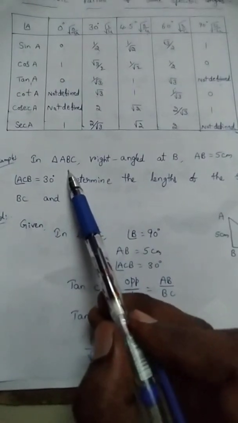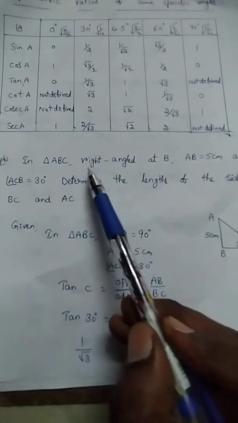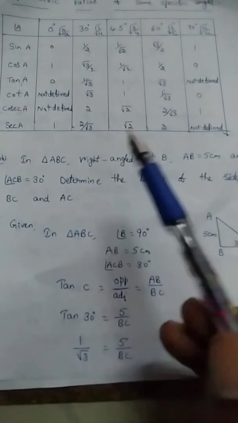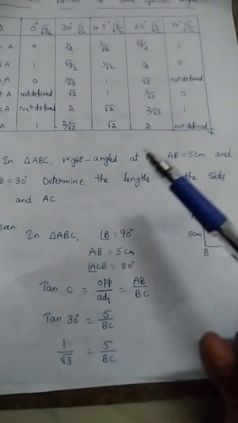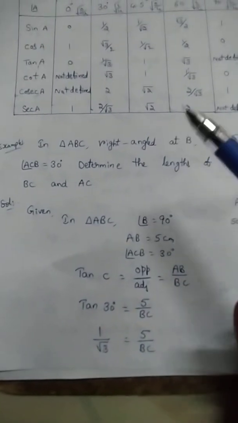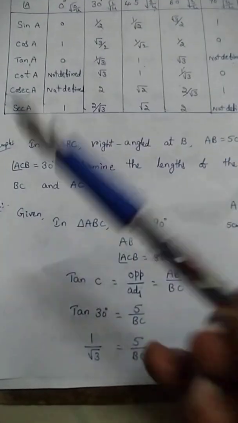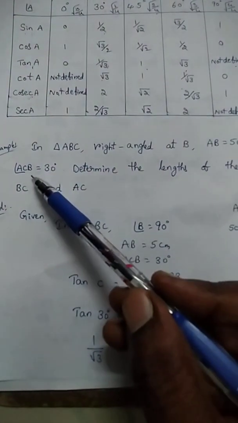Which triangle is given in the problem? ABC. Which type of triangle is it? Right angle triangle. At which angle is it right angled? At angle B. Then the remaining two angles are to be acute. In those acute angles, one of the angles is given.